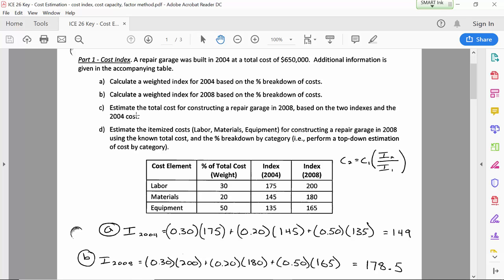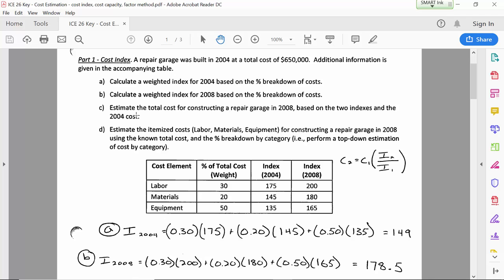So I've got the index for 2004 and 2008 on the screen. The index in 2004 is 149. The weighted index for 2008 is 178.5. Did everybody get those same numbers for the weighted index?